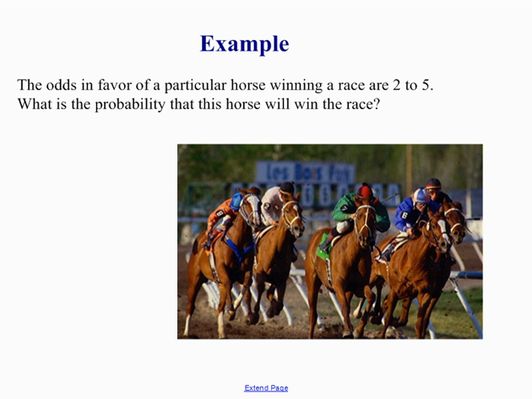Here's an example. The odds in favor of a particular horse winning a race are 2 to 5. So the odds in favor are 2 to 5. What is the probability that this horse will win the race? The probability of winning: the number of ways the horse can win is 2. And the total number of possible outcomes is 2 plus 5, which is 7. So the probability of the horse winning the race is 2/7.